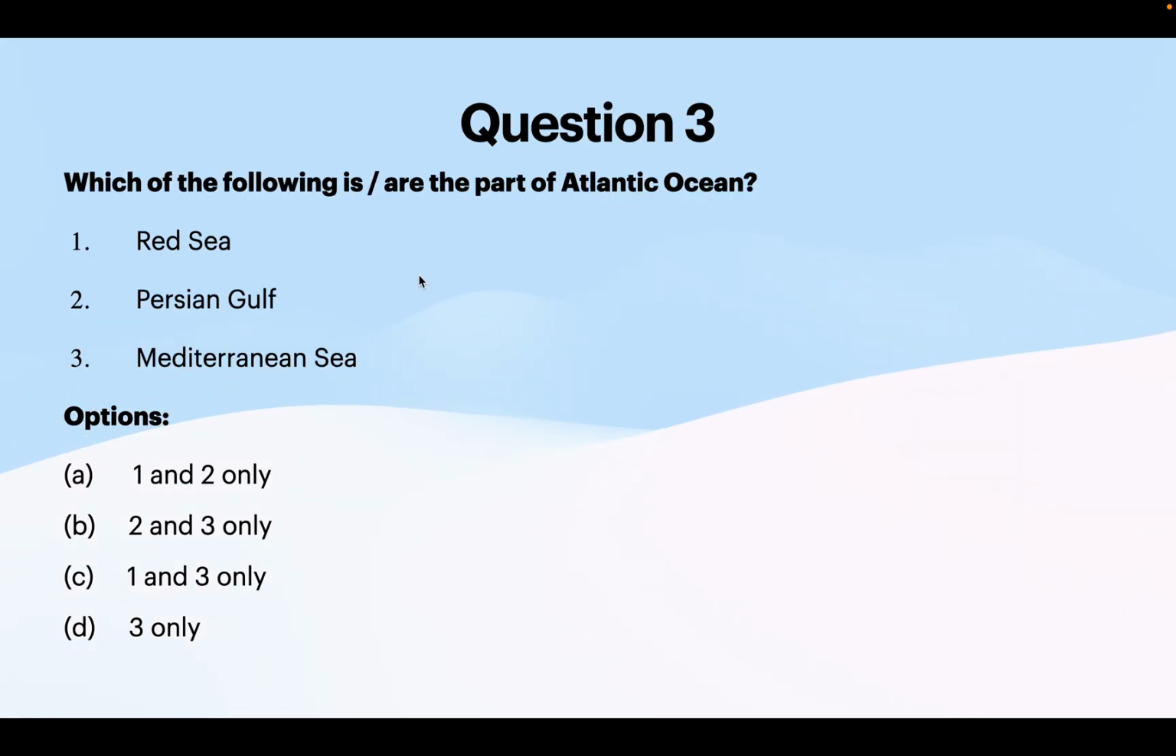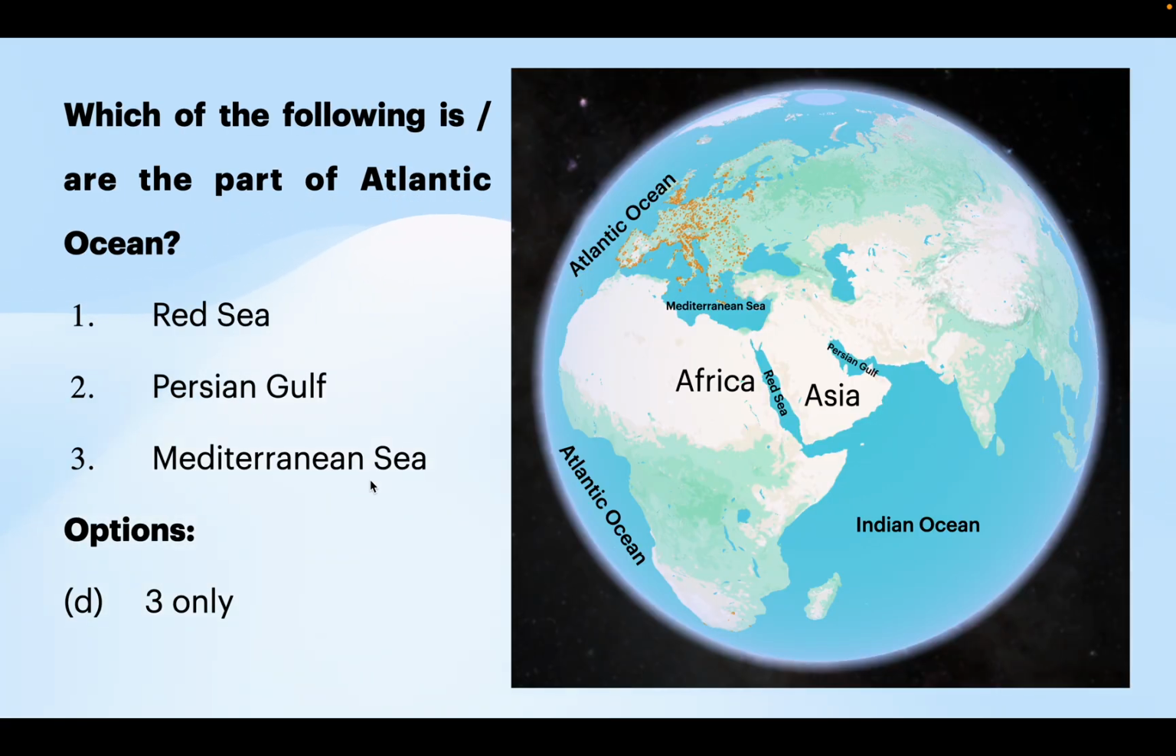Now the next question. Which of the following are part of the Atlantic Ocean? Red Sea, Persian Gulf or Mediterranean Sea? You can see in the diagram, in the map, it is clear that the Atlantic Ocean is here and the Mediterranean Sea is here. They are both interconnected. So definitely the Mediterranean Sea is part of the Atlantic Ocean.